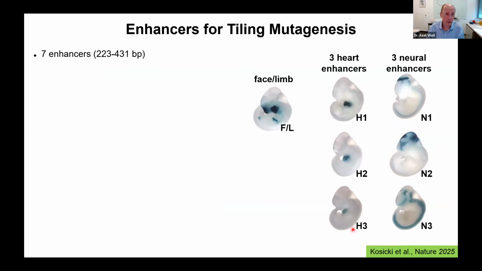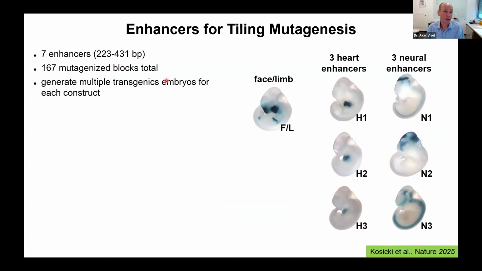So here's what we did in reality. We picked 7 enhancers: 1 face and limb enhancer, 3 different heart enhancers, and 3 different brain enhancers that you see here. After making them smaller, they were between 220 and 430 base pairs in size. If you add this up, it gives you a total of about 170 12 base pair blocks that we had to mutagenize and then test.